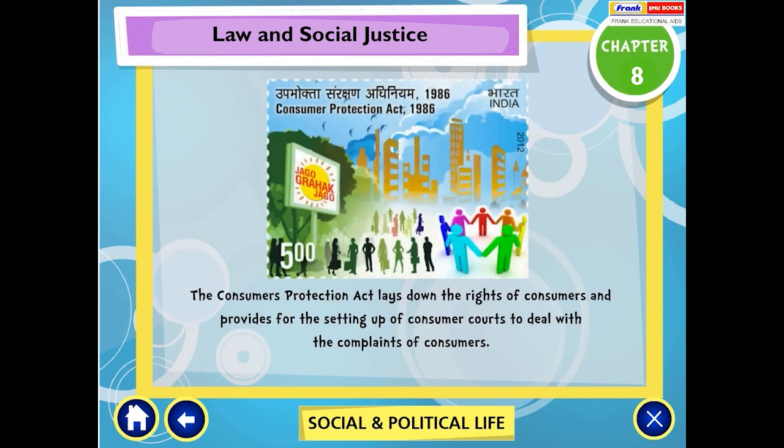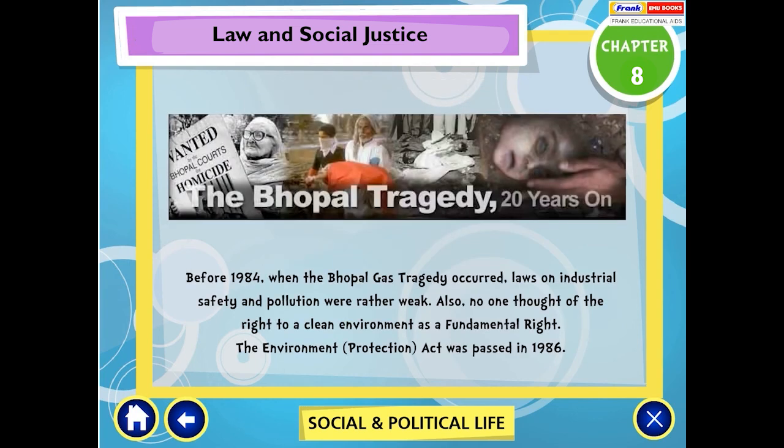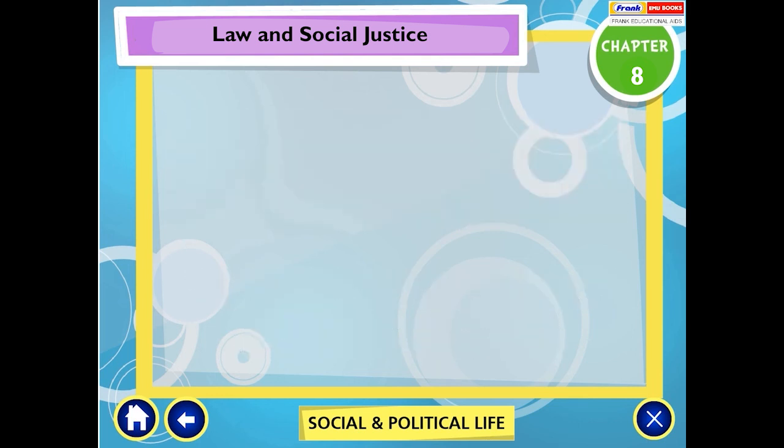The Consumer Protection Act lays down the rights of consumers and provides for the setting up of consumer courts to deal with the complaints of consumers. Before 1984, when the Bhopal gas tragedy occurred, laws on industrial safety and pollution were rather weak. Also, no one thought of the right to a clean environment as a fundamental right. The Environment Protection Act was passed in 1986.